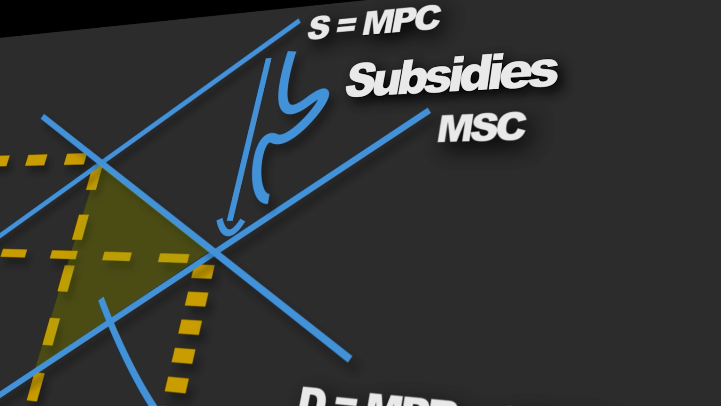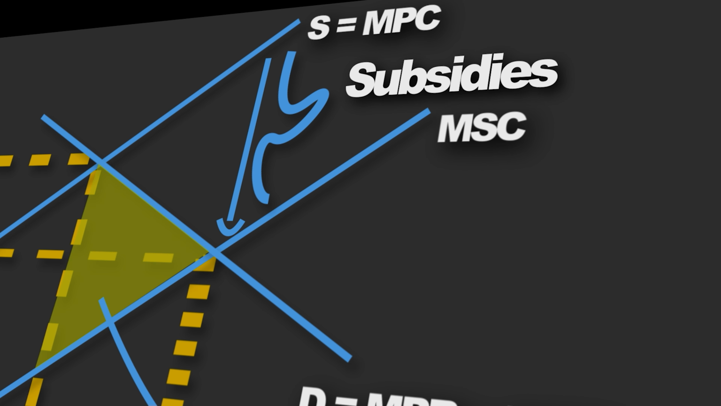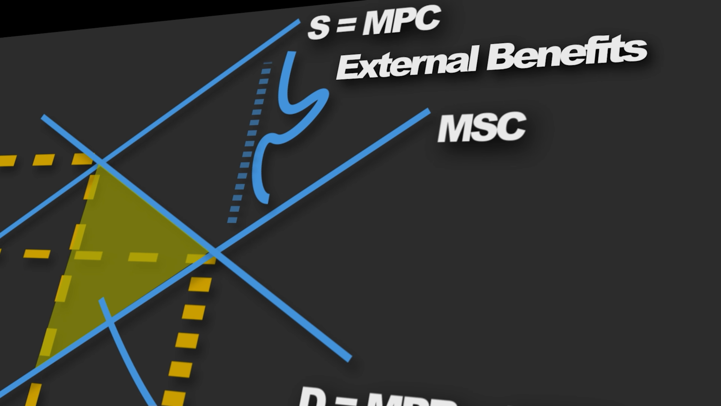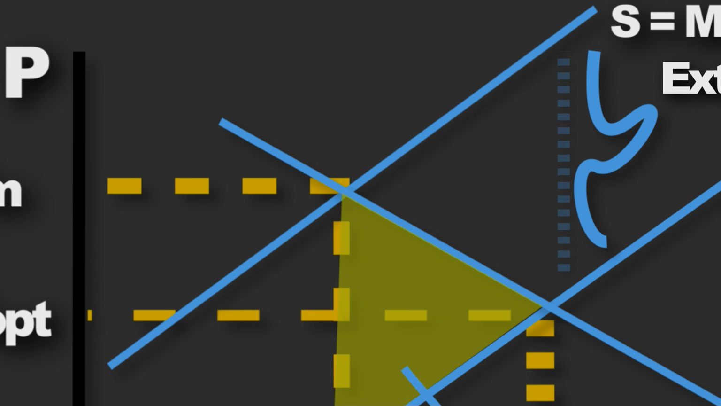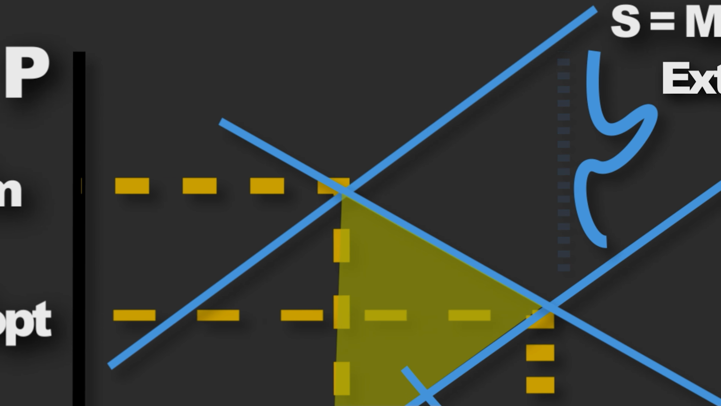If a subsidy per unit of the good produced is equal to the external benefit, then the marginal private cost curve shifts downward or rightward. The result is to increase quantity produced to the optimal quantity and to lower the price from PM to POPT.